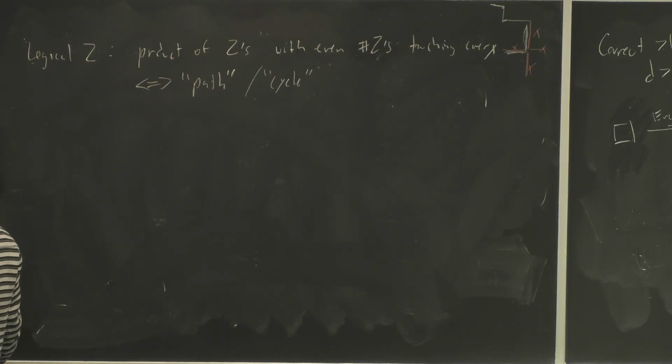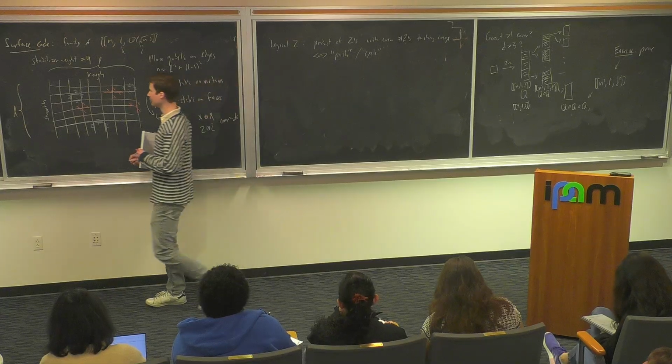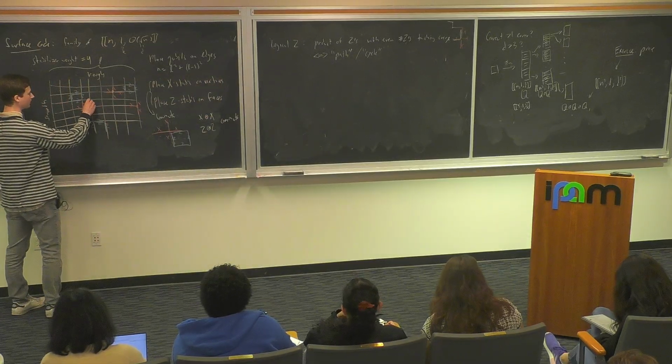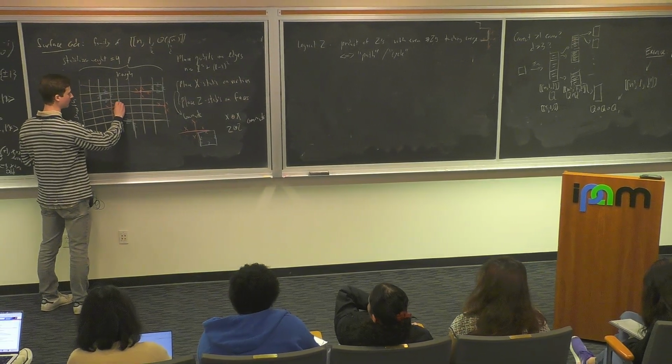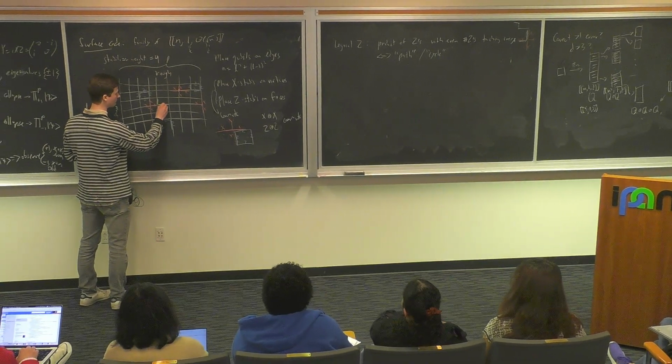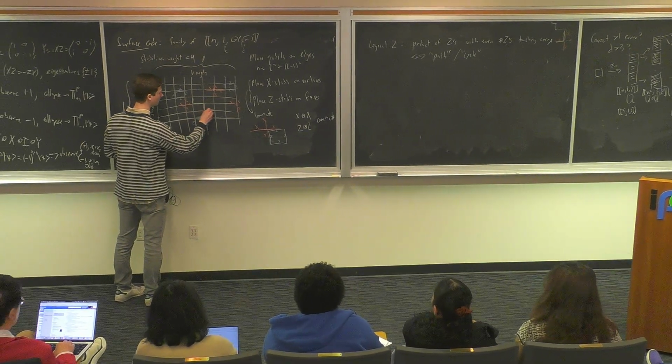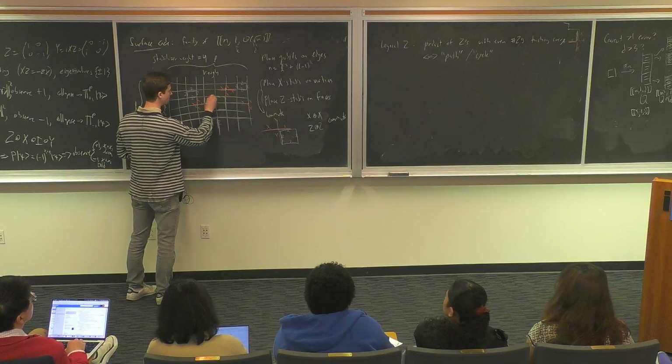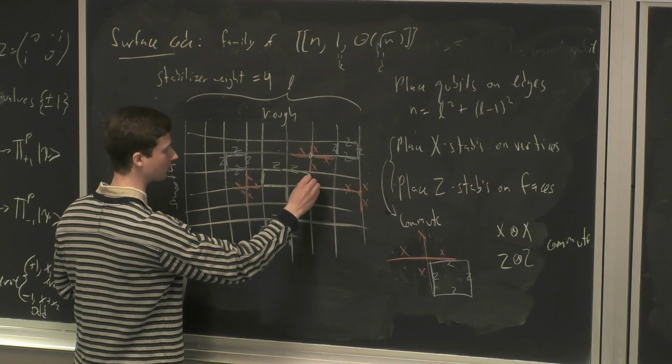We can try to construct this logical Z essentially by drawing a path. So we can start somewhere and draw a path, making sure we're hitting each vertex an even number of times. And then we can stick Pauli Z's on all these edges.